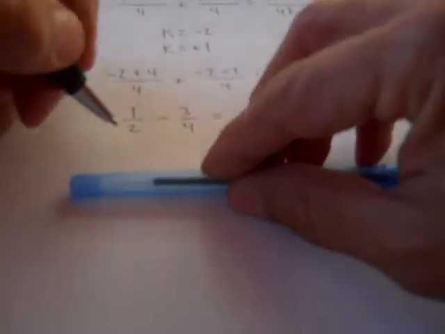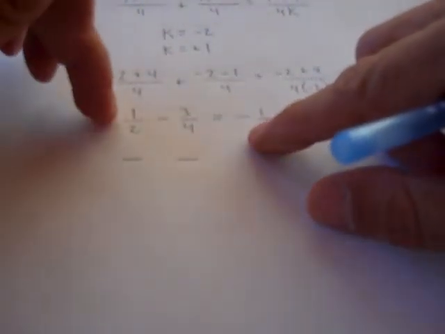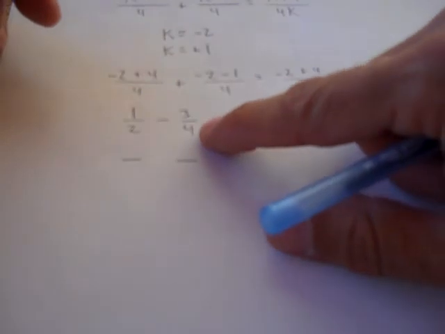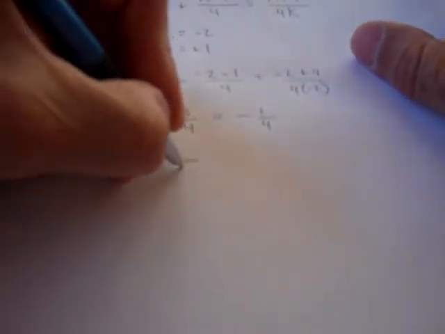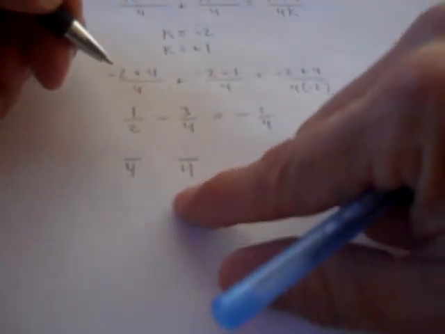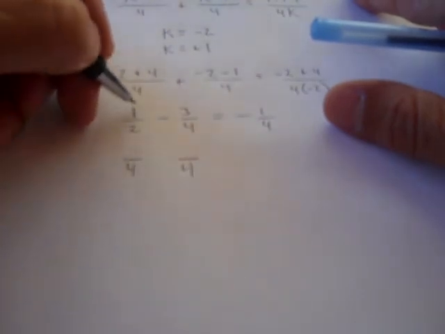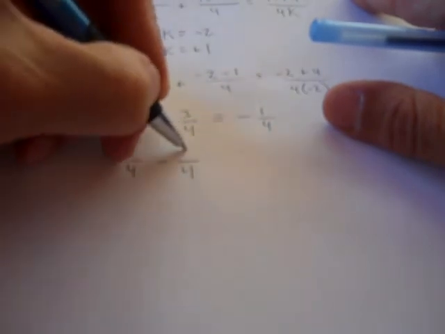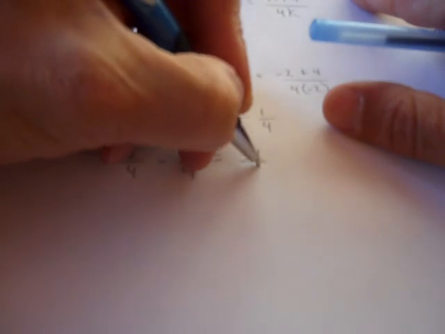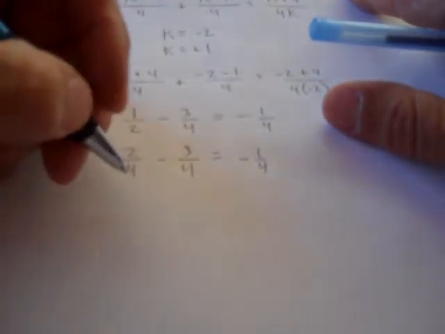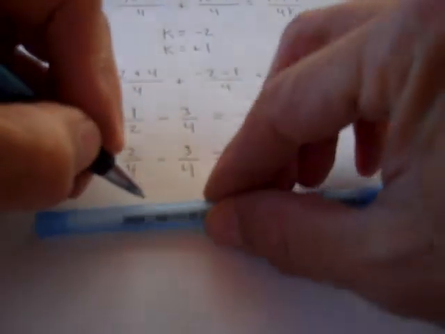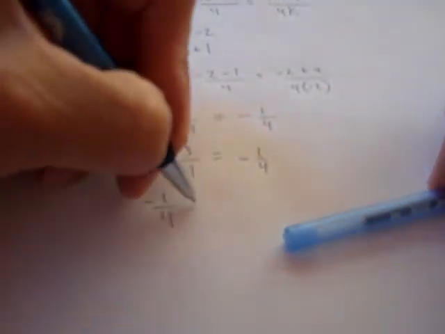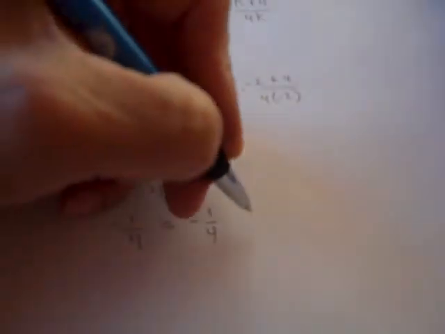Looking at the left side, I'm going to add 1/2 to negative 3/4, or subtract 3/4 from positive 1/2. The common denominator is 4, and 2 times 2 is 4, so 1/2 becomes 2 over 4. So we have 2 minus 3 over 4. Does this check? Well, 2 minus 3 is negative 1, so we have negative 1 over 4 equal to negative 1 over 4. So it checks.